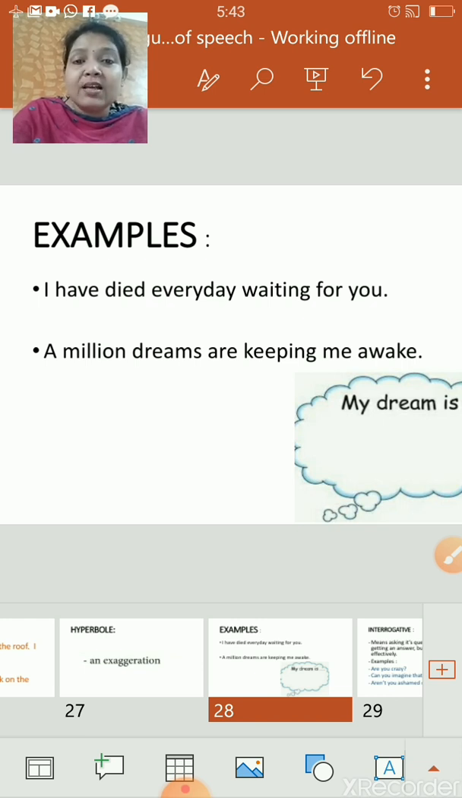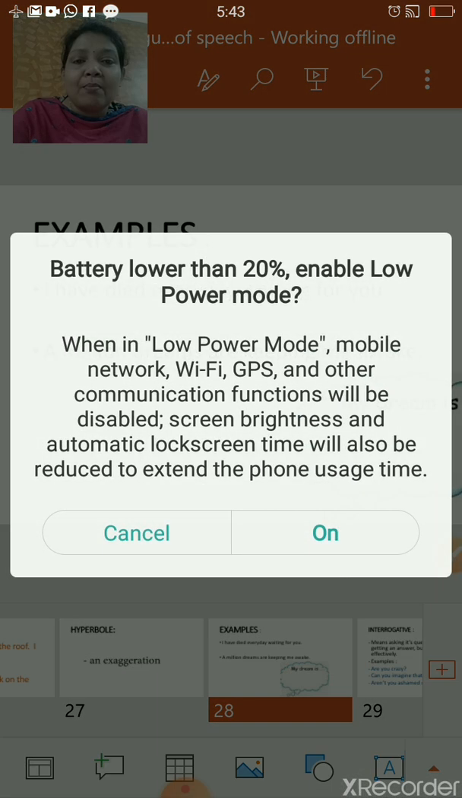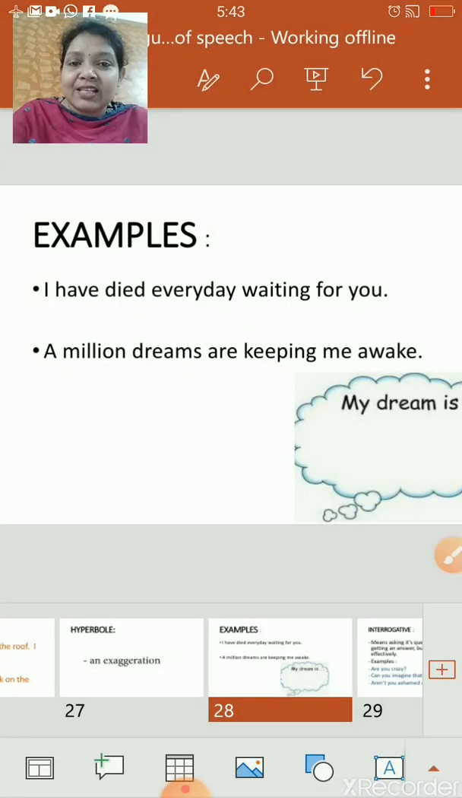Yeah, the next one is "a million dreams are keeping me awake." So, as and when I come across a lot of dreams, it keeps me awake because it's going to make me motivated, and definitely it's going to help me keep boosting my energy as well. Of course, so this kind of sentence is again not in reality.